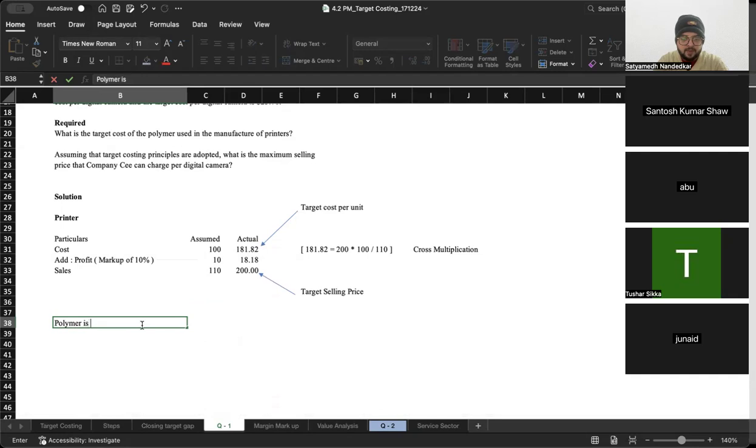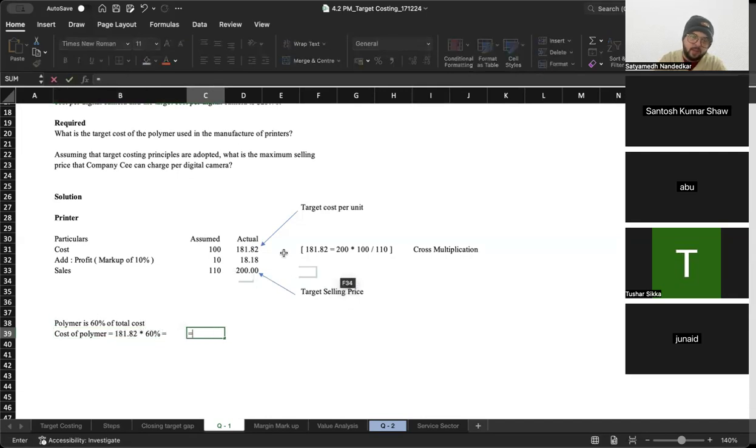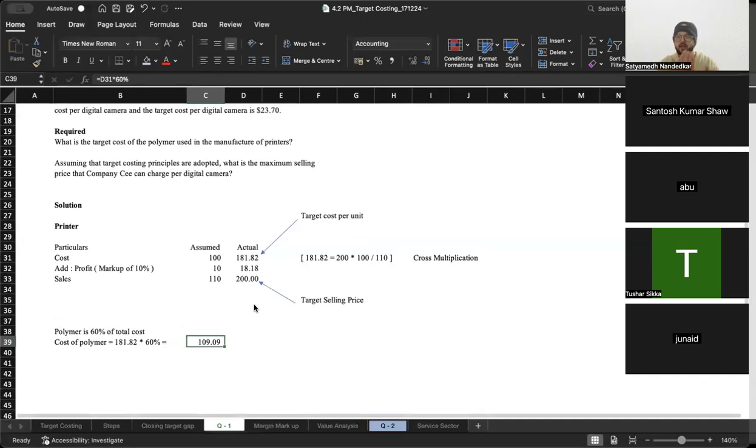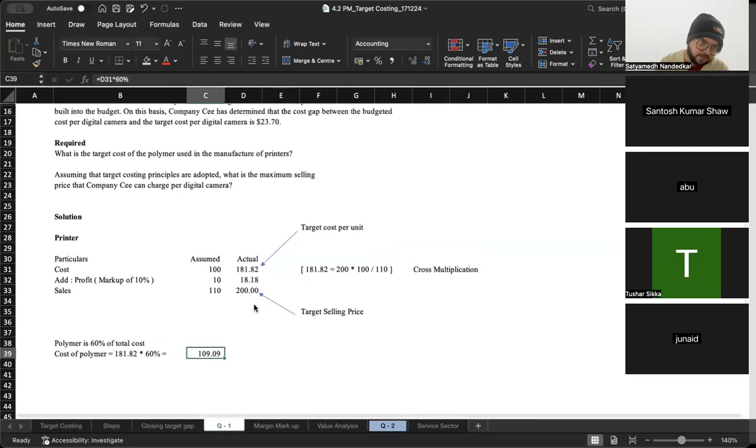Polymer is 60% of total cost. So what is the cost of polymer? 181.82 into 60%. How much will that be? It will be 109.09. This is the polymer cost. Okay, target costing reverse approach.